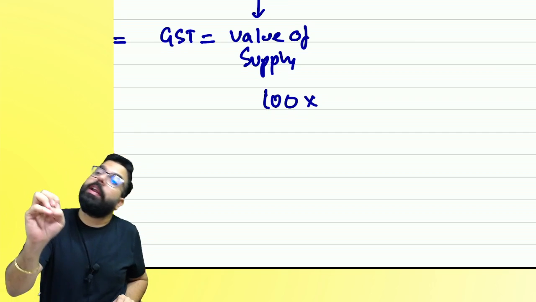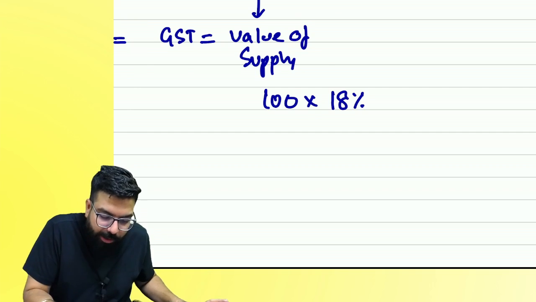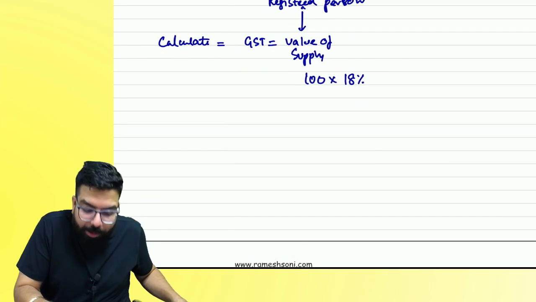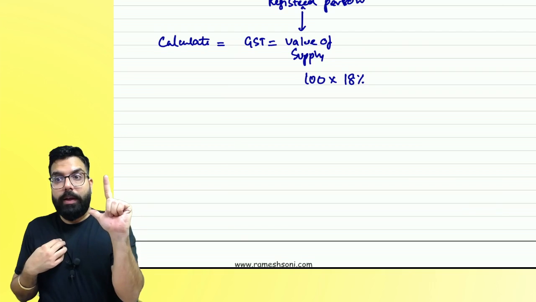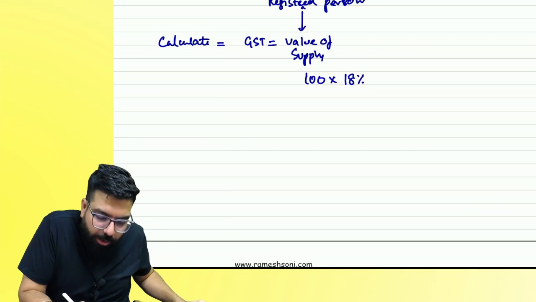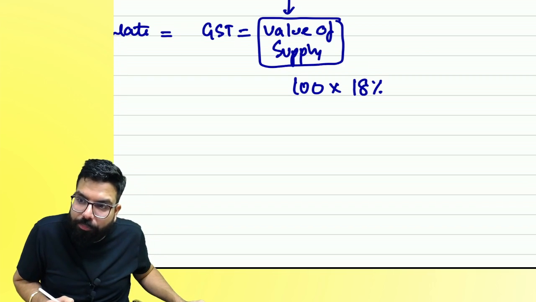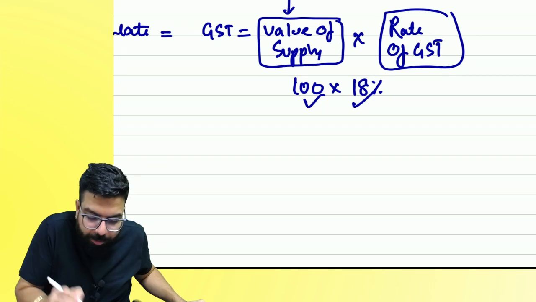Because consumer goods are 18%. Supposing, on socks, the government said 18%. Can you tell me how much you will collect from the consumer and pay to the government? 100 rupees for yourself, 18 for the government. So can I say GST calculation is nothing other than the value of your supply multiplied by the rate of GST? Correct, everyone? Which is 100 rupees into 18.